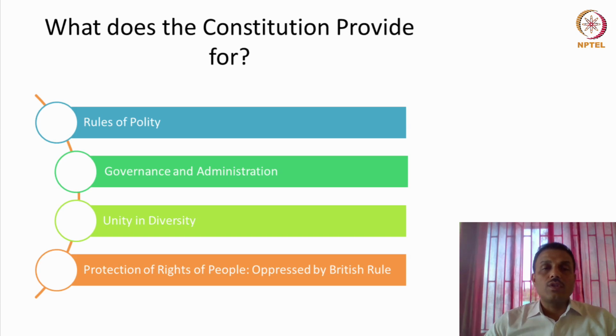Quickly, what does the Constitution provide for? It definitely provides for governance and administration. After it provides for governance and administration, it provides for the rules for the polity. So, as people, what are our rules of governance? For example, I would just say the rules of polity today include not only fundamental rights, but we also have fundamental duties under Article 51A.